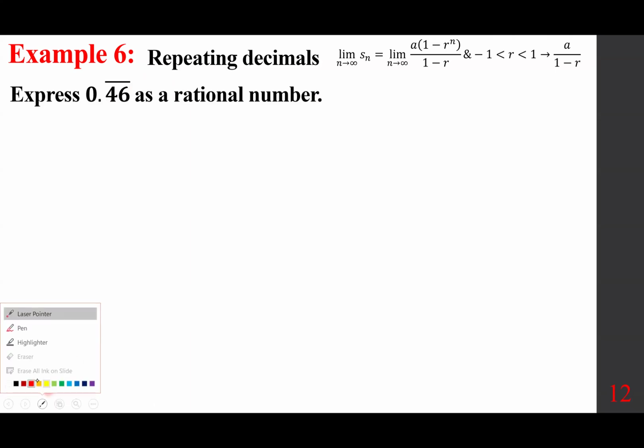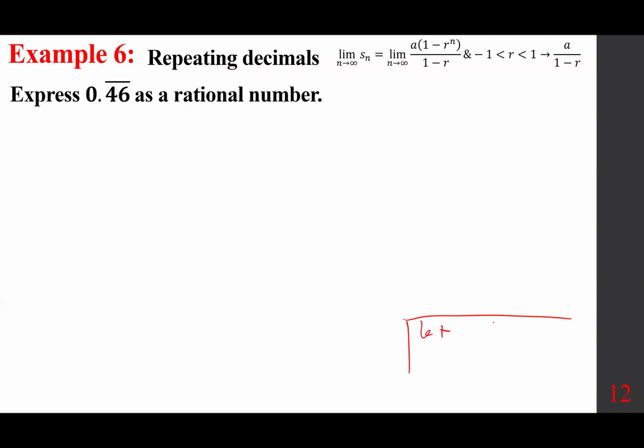Finish it at home. This is what you should have seen before. They should have taught you that you let x be 0.46 repeating, and because it has 2 decimals, you multiply by 100, and they get 46.46 repeating. Then they subtract one from the next one and calculate x. This is what you have seen.